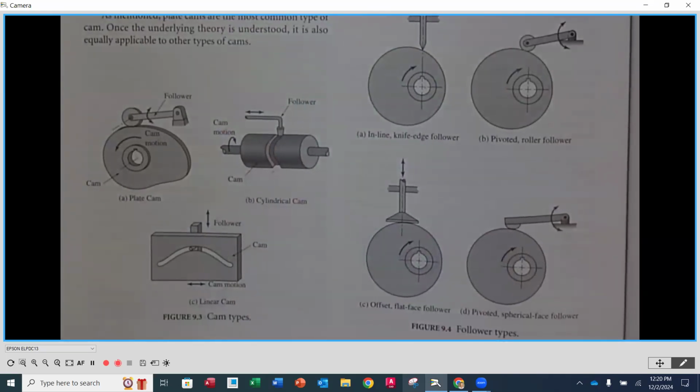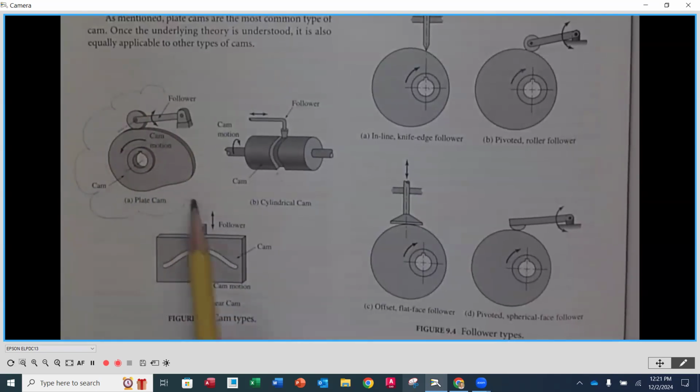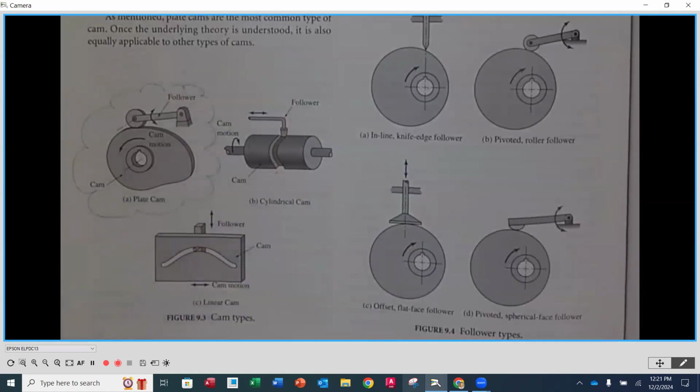Okay? And then lastly, we have a linear cam, because you're going to notice here that the cam is going to go back and forth horizontally. And then because of the pin in the groove here, the follower is going to go up and down. The arrangement that we're going to focus on for the work that we're going to be doing is going to be a plate cam with a follower. Okay. And it's going to be this arrangement here in part A of that figure.